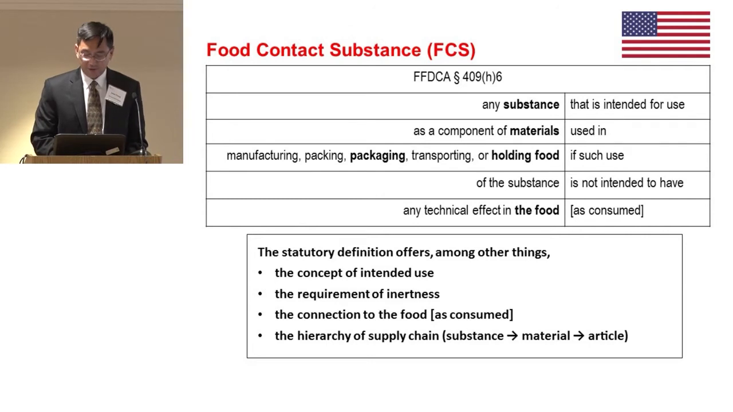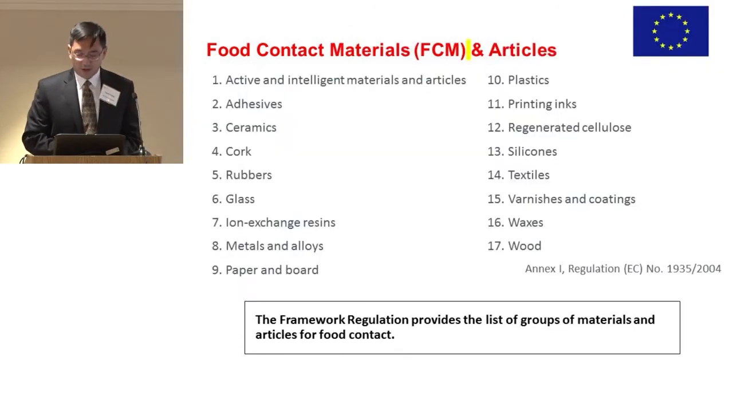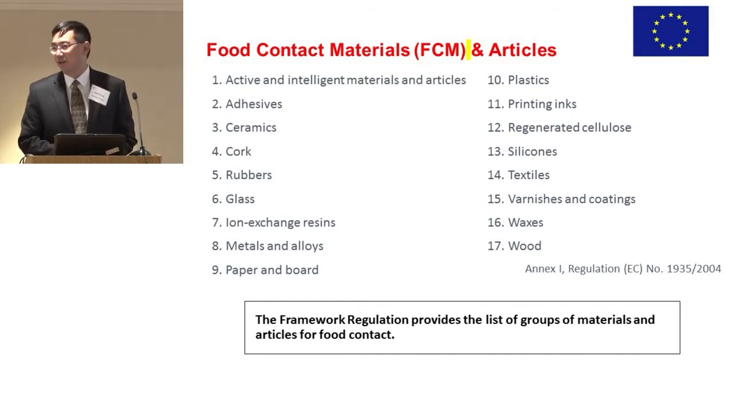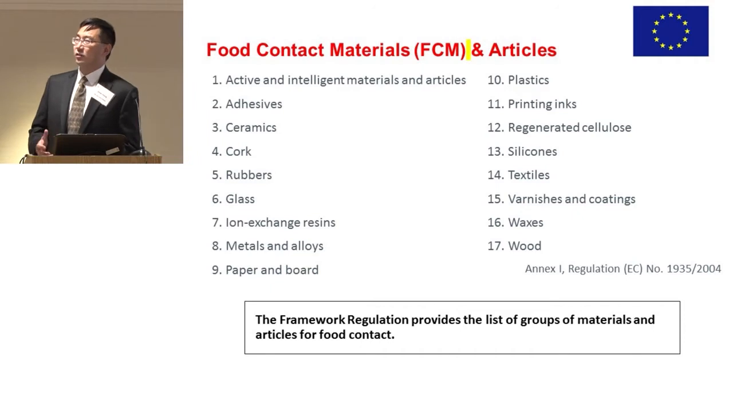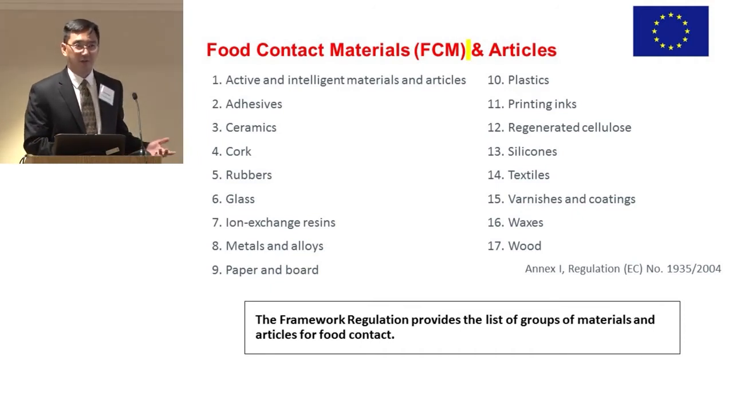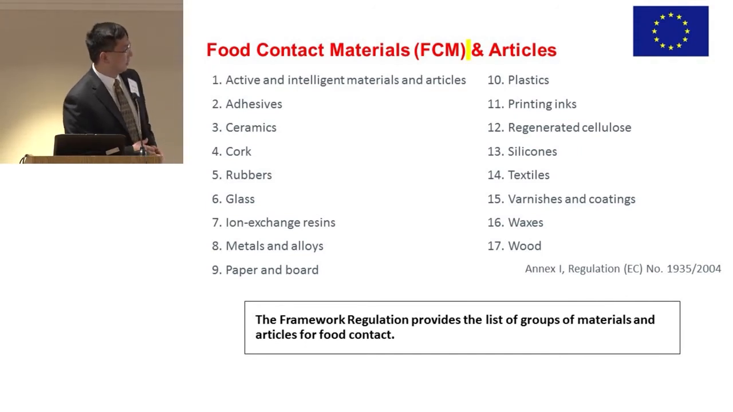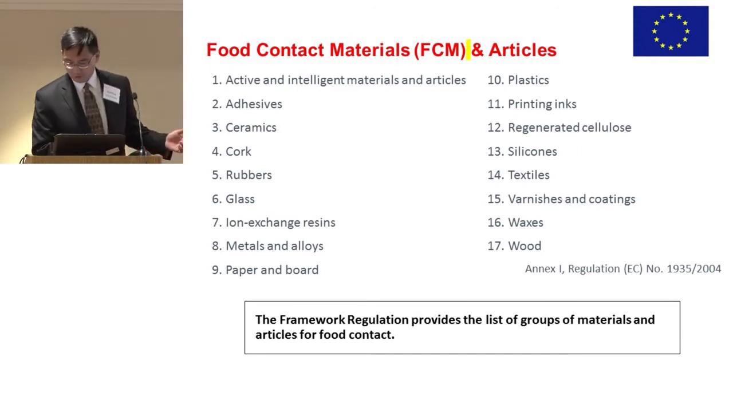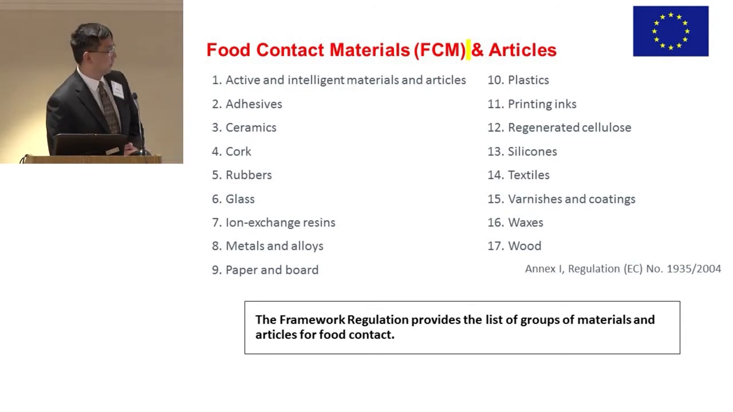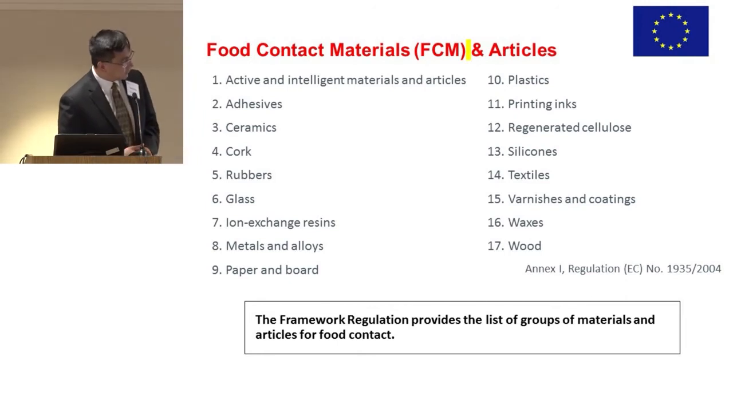I thought let's compare and contrast what the Europeans say. They have a definition called food contact materials, and really it's not a definition at all. It's an enumerated list of things that are food contact materials. It's given in Annex 1 of Regulation 1935/2004, and most of the time is shorthanded as the Framework Regulation. Now, there are 17 of those.